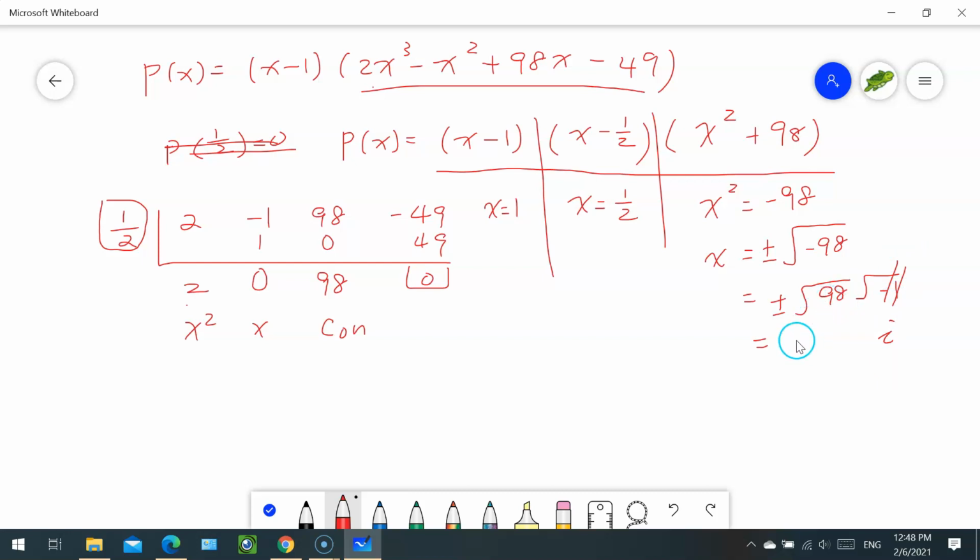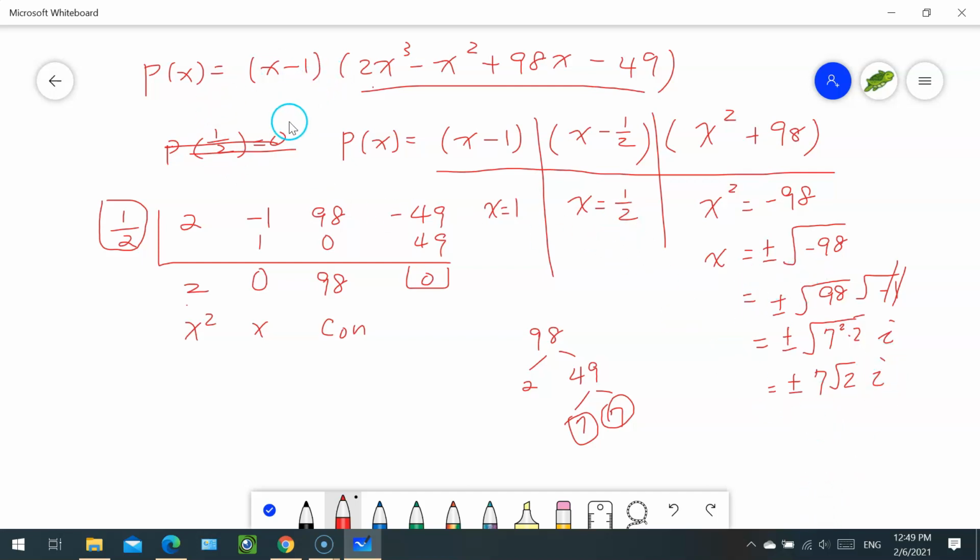Square root of 98, we can break down this number. Alright, so 98, when I find the perfect square number, we start from 2, right? So 98 divided by 2, we will get a 49. 49, we can break down to 7 squared. So the perfect square number will be 7. So we have 7 power 2 multiplied by another 2. Now we can bring the 7 to outside of the radical sign. So you have plus and minus 7 root 2 i.